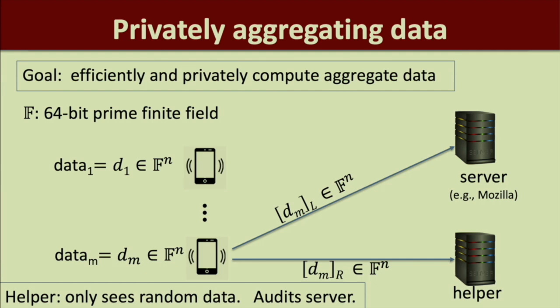By the way, I should say in the real world, this helper service is actually implemented by something called the ISRG. That's one example of a helper service. So there are these helper servers that are already available for people to use.